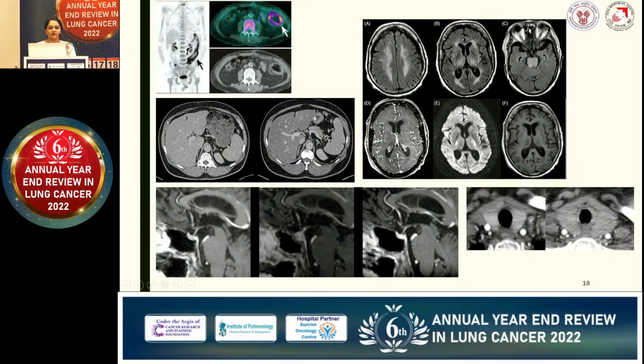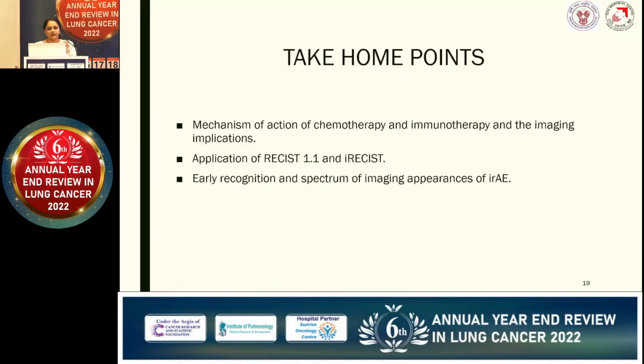The other radiologically identified adverse events are, as I said, colitis, which we can see in the first case. There is hepatitis, development of hypophysitis, and thyroiditis. This was one of the cases we had in our department itself, where there was development of atypical pressure following lenvatinib treatment.